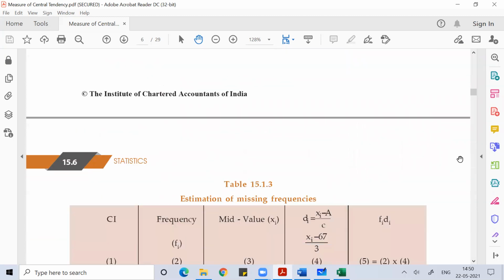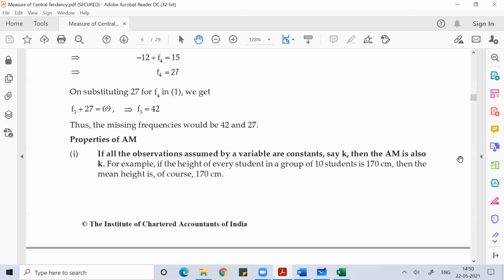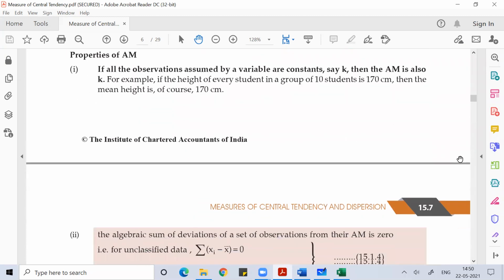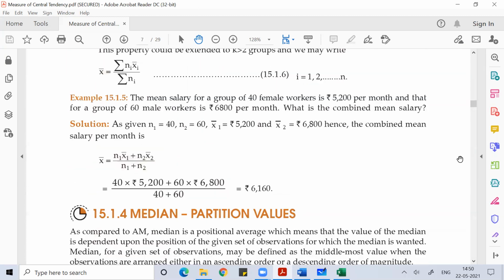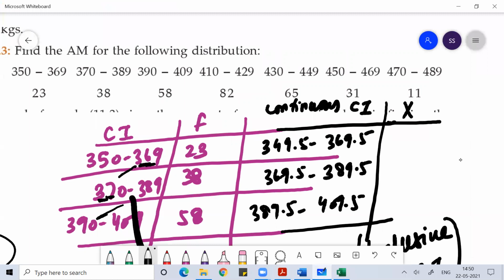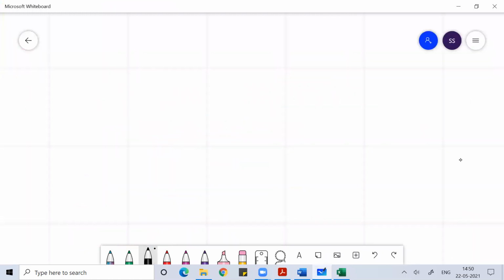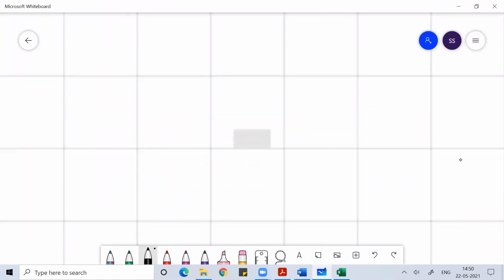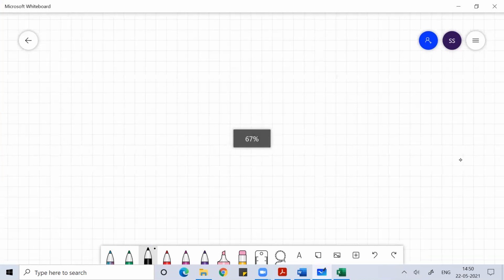Okay, everyone. So going further, we'll now discuss in today's class the concept of median. I have discussed arithmetic mean in the last class. Today I'll talk about median.